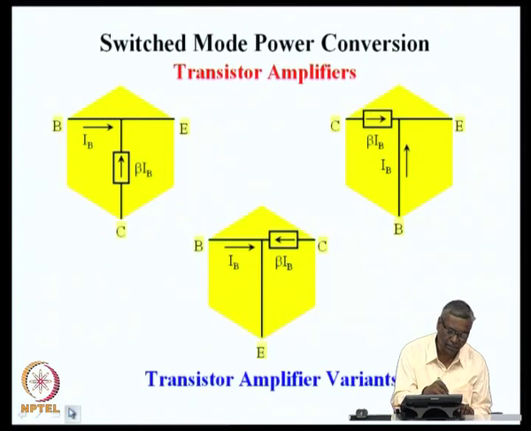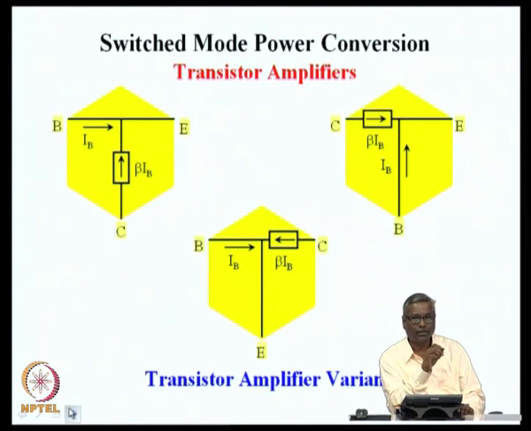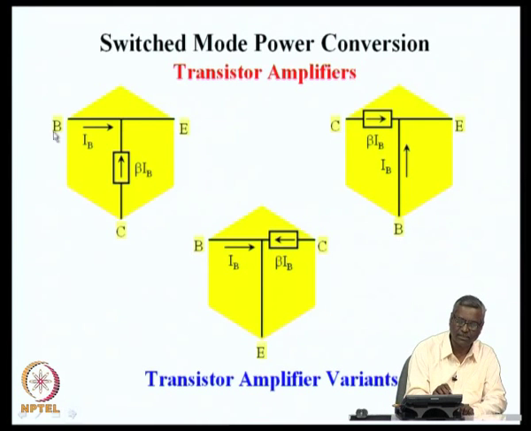What we will see now is how the circuit that we had seen can be modified to obtain several other power converters. What you see in this picture is the equivalent circuit of several transistor amplifiers. A transistor has a base, emitter and a collector. The base current multiplied beta times is the collector current.